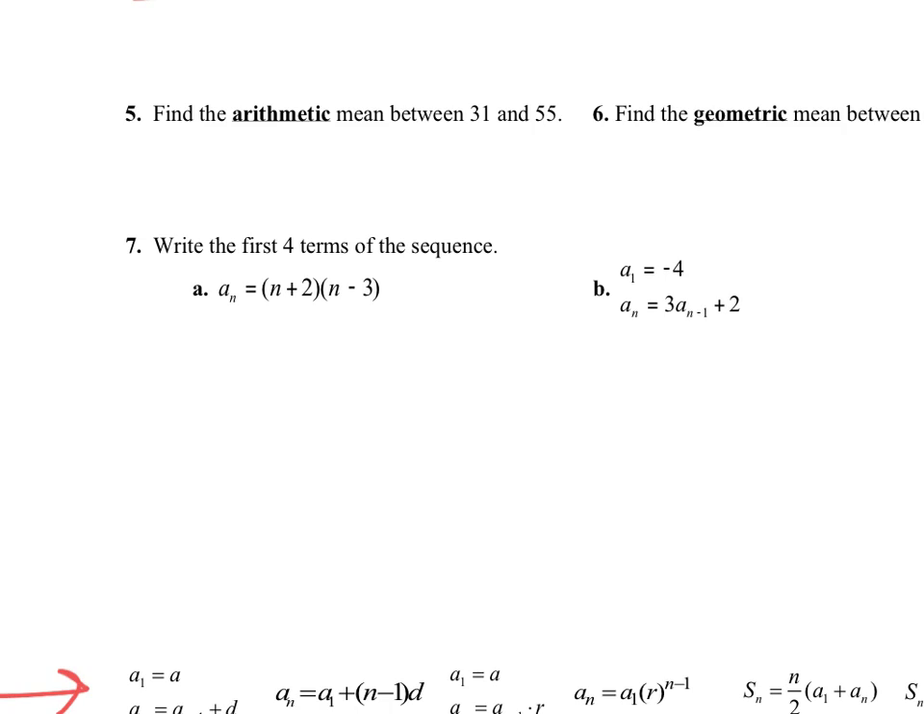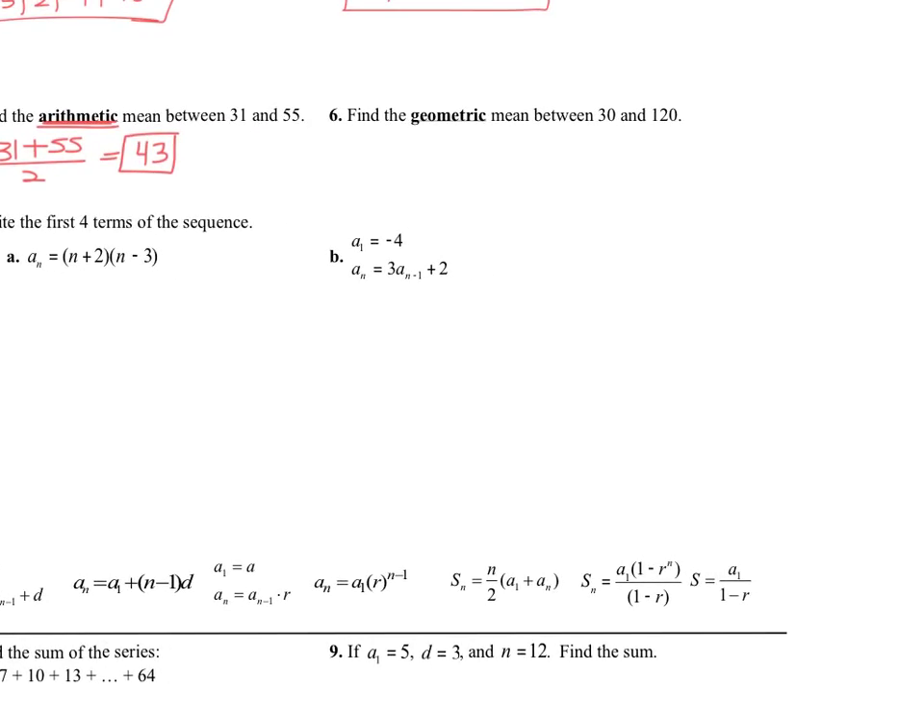All right, arithmetic mean. Remember with arithmetic mean, you have to take the numbers you're given, add them together, and divide by 2. You're finding an average, right? So 31 plus 55, and then divide by 2. Make sure you hit enter or put parentheses around that addition. So this should be 86 divided by 2, which is 43.